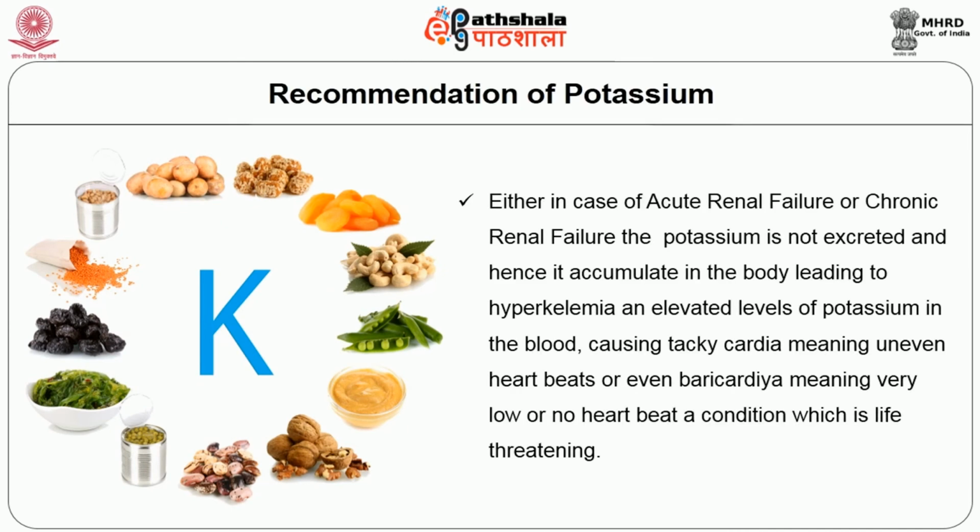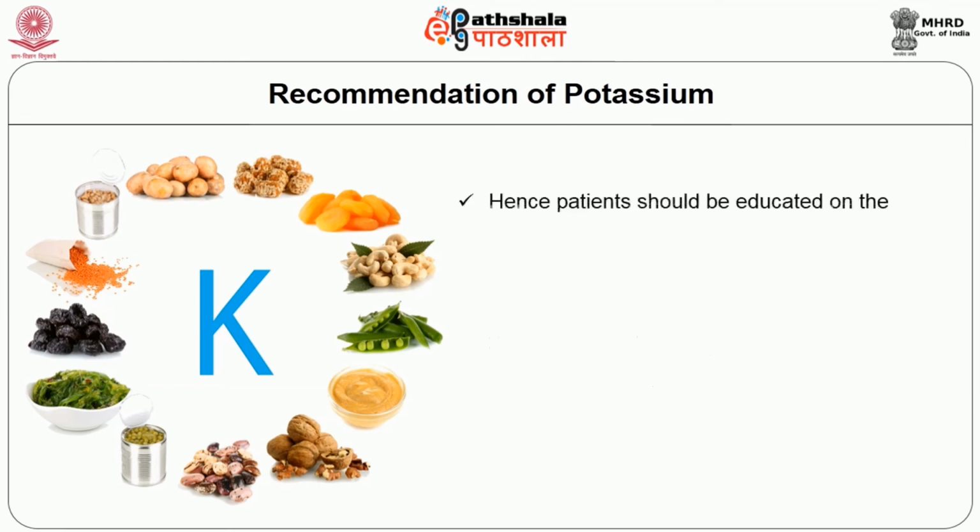Students, either in case of acute renal failure or chronic renal failure, the potassium is not excreted and hence it accumulates in the body, leading to hyperkalemia, an elevated level of potassium in the blood, causing tachycardia, meaning uneven heartbeat, or even bradycardia, meaning very low or no heartbeat, a condition which is life-threatening. Hence, patients should be educated on the importance of potassium in their diet.